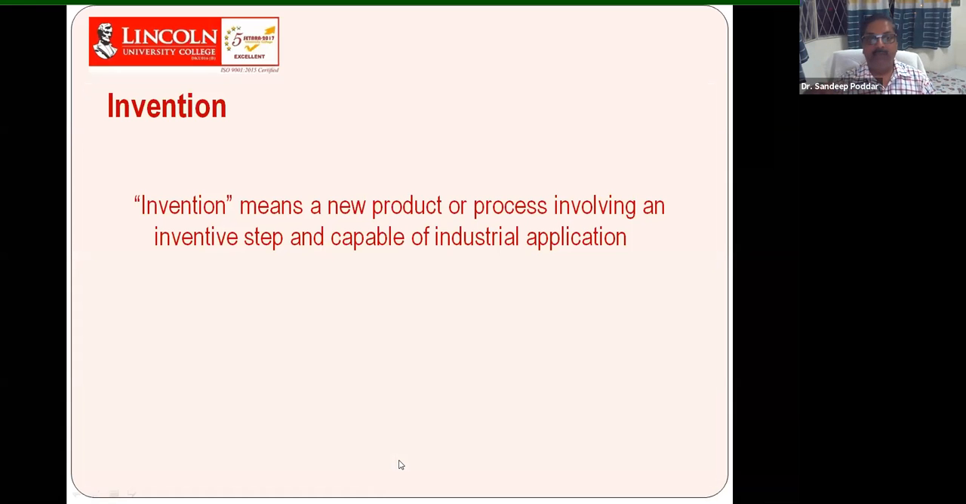And all the process involving an inventive step and capable of industrial application. So if I do something and it is industrially used, I feel proud and very happy. The inventor will be happy that yes, my product is now used everywhere. Suppose previously there was no balloon. When Montgolfier discovered the balloon and now every kid is using the balloon, if Montgolfier saw this, how happy he would be.